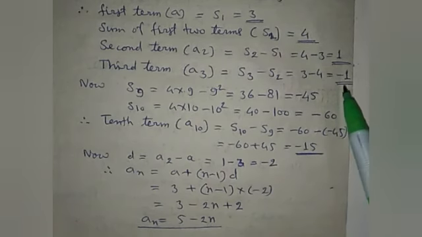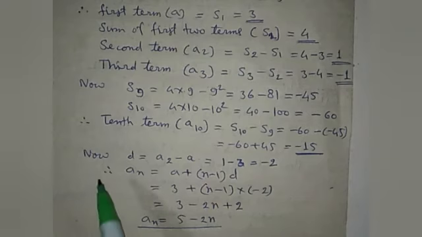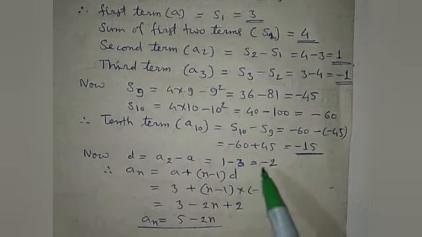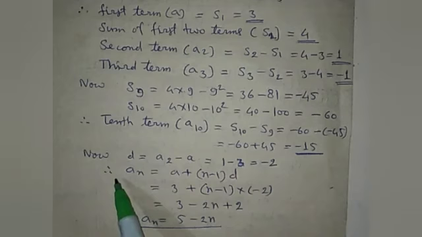Now we have to find the nth term. So here the common difference D is equal to the second term minus the first term, A2 minus A, that is equal to 1 minus 3, which is equal to minus 2. Now using the formula of the nth term, An equal to A plus n minus 1 into D, which is equal to 3 plus n minus 1 into minus 2. D is minus 2. So it is equal to 3 minus 2n plus 2. Simplifying, An equal to 5 minus 2n, which is the nth term.